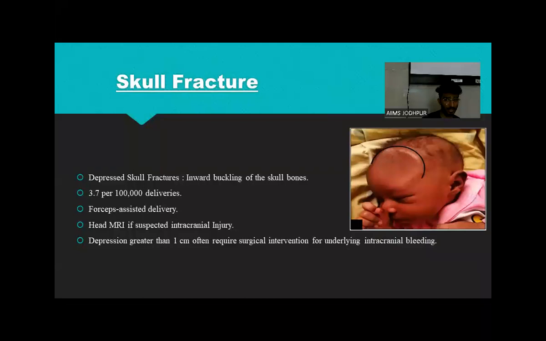Skull fractures. Among skull fractures, depressed skull fractures are very common, and they are due to inward buckling of the skull bones. It is mainly associated with forceps delivery. A head MRI is to be done in case there are features of intracranial injury or intracranial hemorrhage is suspected. A depression greater than 1 centimeter often requires surgical intervention, otherwise it can be managed conservatively.